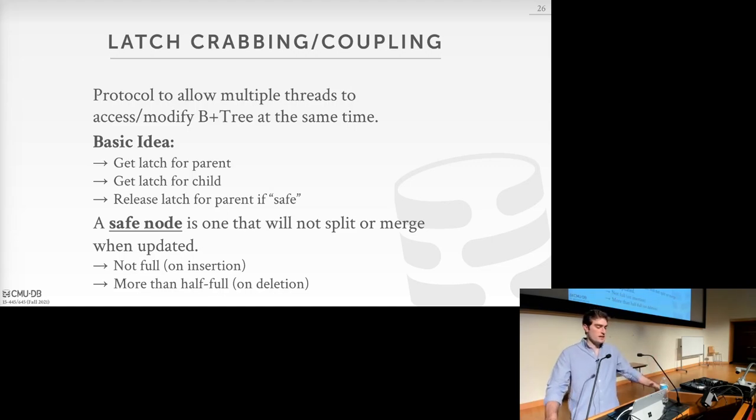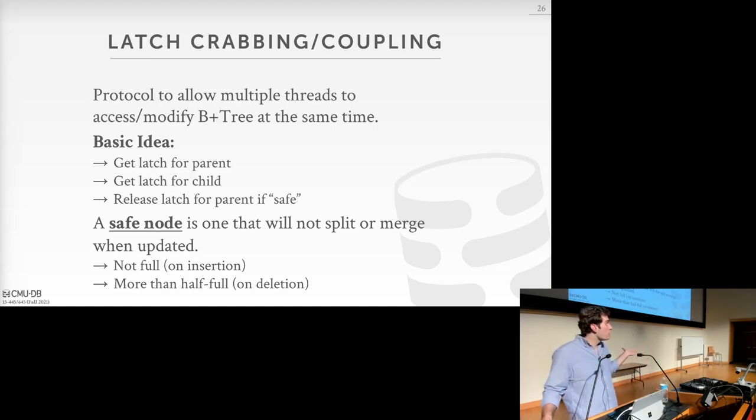So on insertion, if the node isn't full, then we know that there's guaranteed to be room. If we get the latch, there's guaranteed to be room to do the insert we need to do. If we're going to do a deletion, we need to make sure that we don't need to merge the node if it gets too empty. So the high-level idea is that we only want to release the latch as soon as we know it's safe, and as soon as the thread that's performing whatever operation it's performing knows it's safe to release the latch.